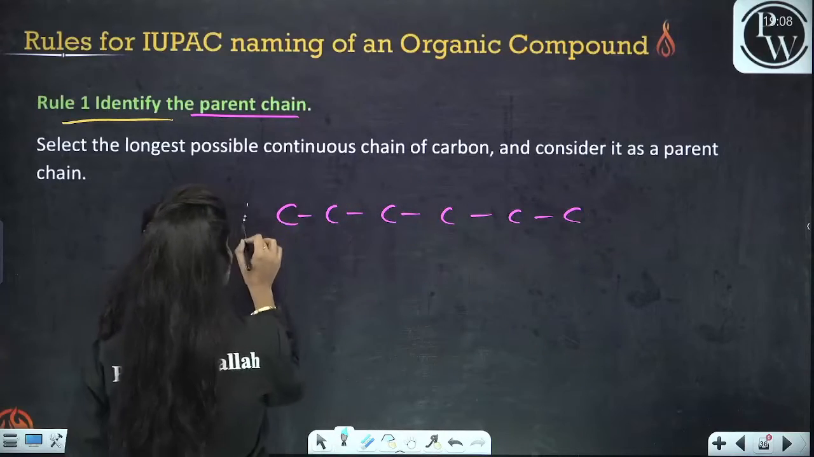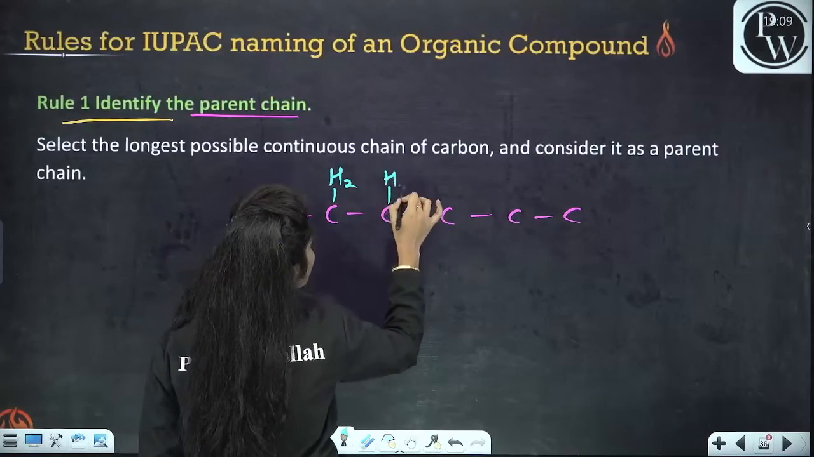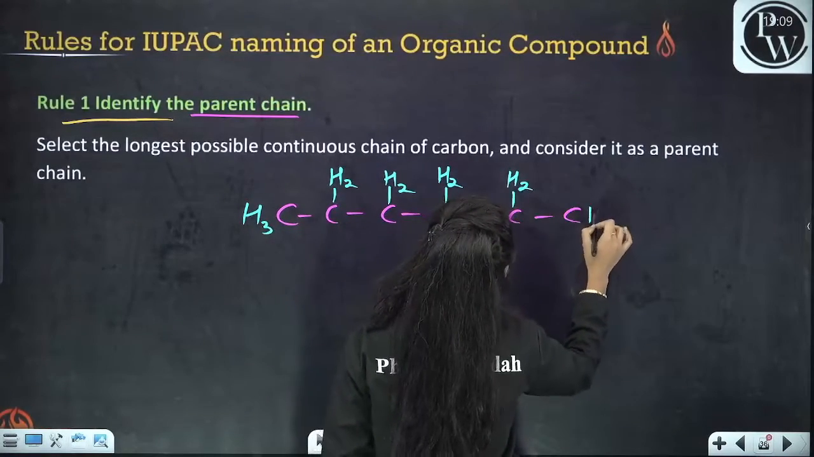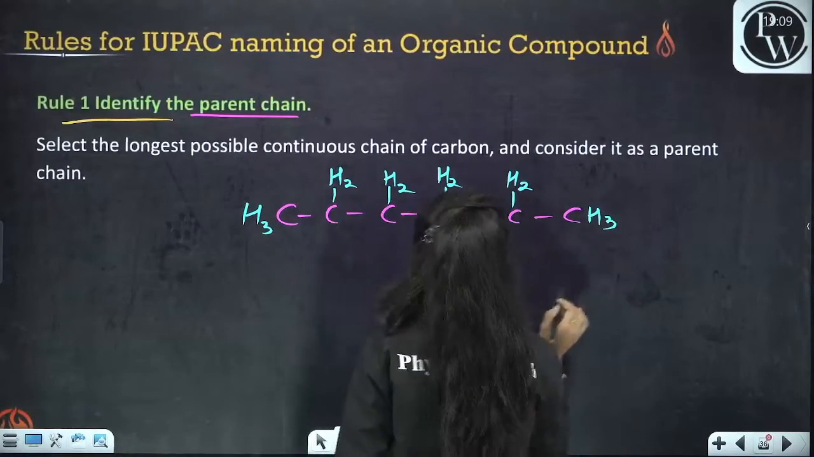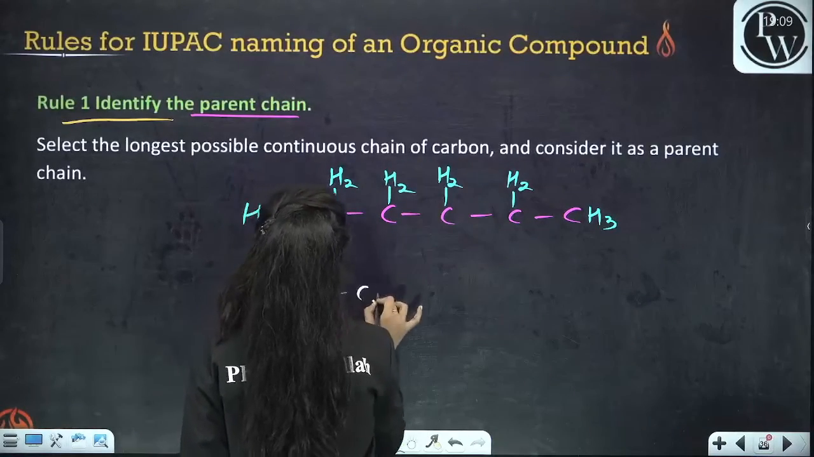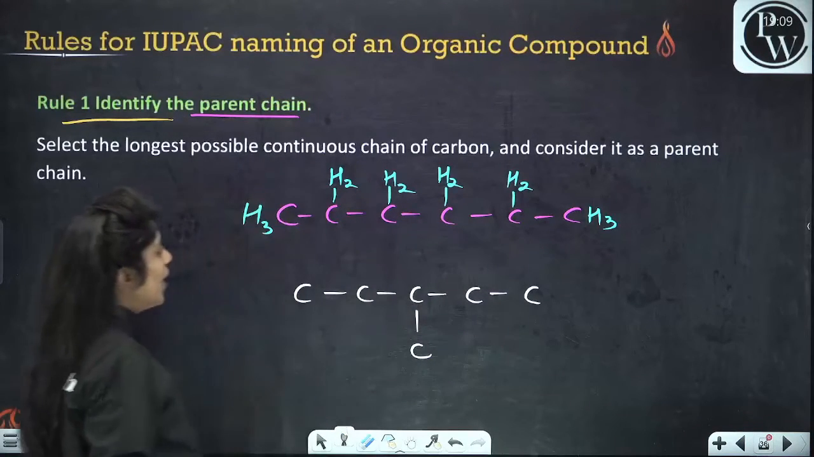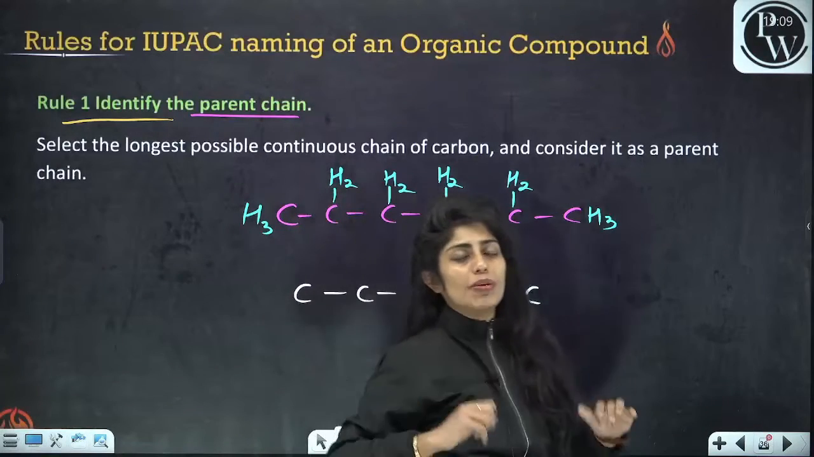The rest of the bonds are satisfied by hydrogen, of course. Where there is no bond, there is hydrogen, in the case of carbon only. Okay, now I have another compound, suppose this, right? I want you to name this compound.